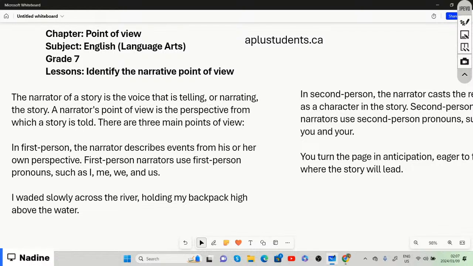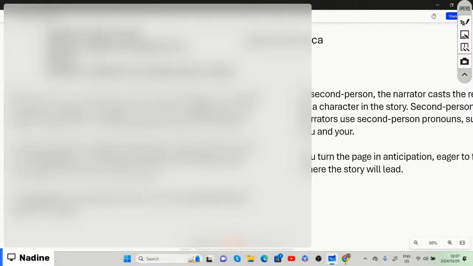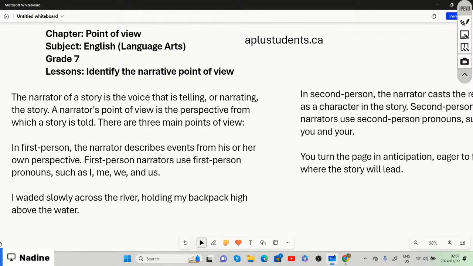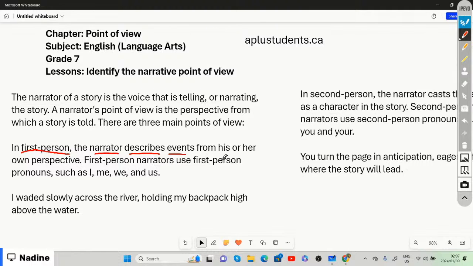So within the first person, the narrator describes events from his or her own perspective. So it's in the first person, the narrator describes events from his or her own perspective, right? That's first person. It's basically what he or she thinks of the story or of whatever is going on. It's the narrator's perspective.